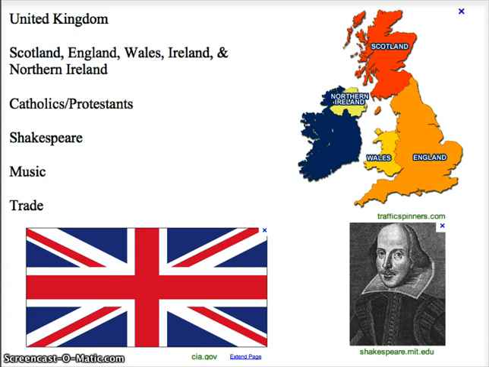Today we're going to be talking about some countries in Europe. We've been talking about Europe for a little while, and here's some specific countries we're going to talk about. First of all, United Kingdom. We have found the United Kingdom on the map before, and here's what it looks like over here.